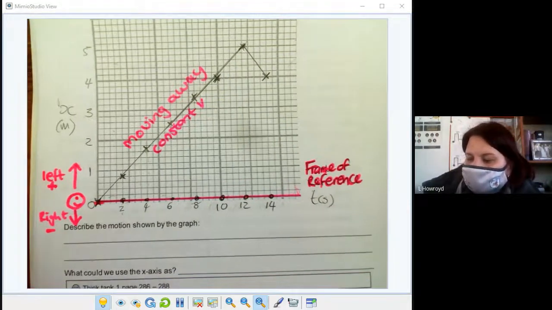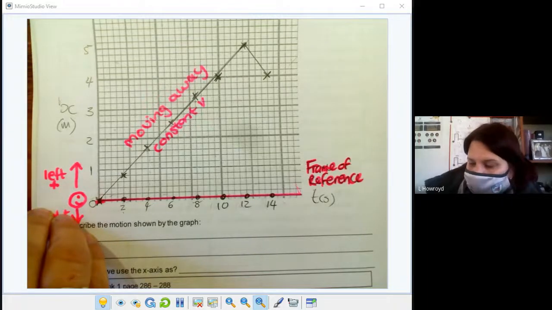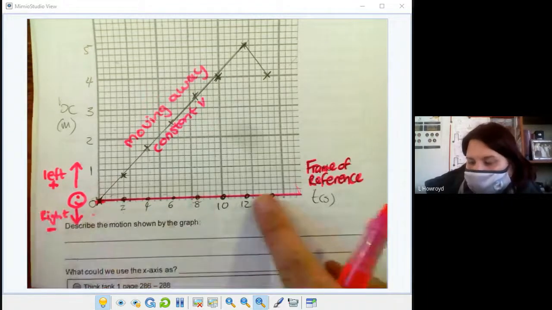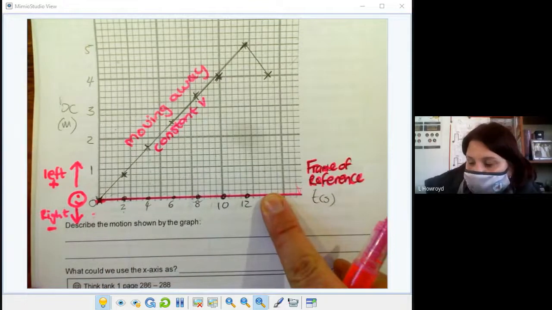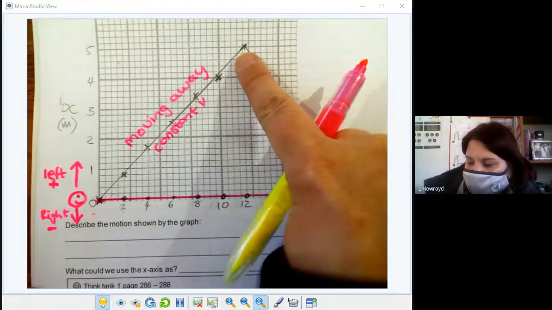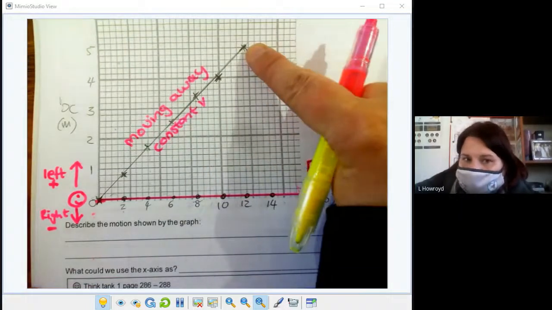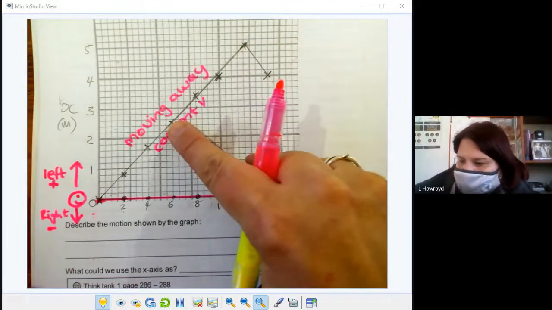Remember, we are working on a position versus time graph. So we can see how it's moving away from the frame of reference. Your x-axis is always the frame of reference. You can literally see how it's moving away from it. Look at your changing position from your frame of reference. It was 5 meters away from your frame of reference. Here it was, what was it, 2.5 meters away from your frame of reference.